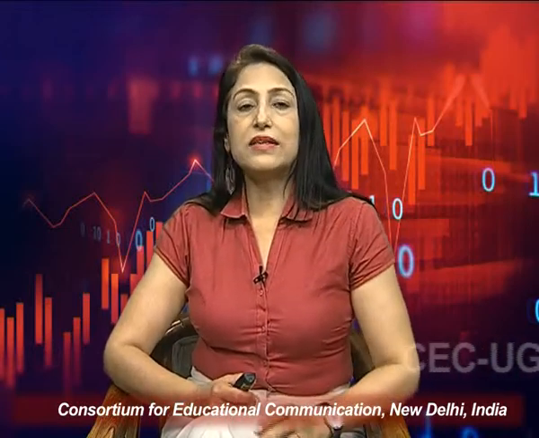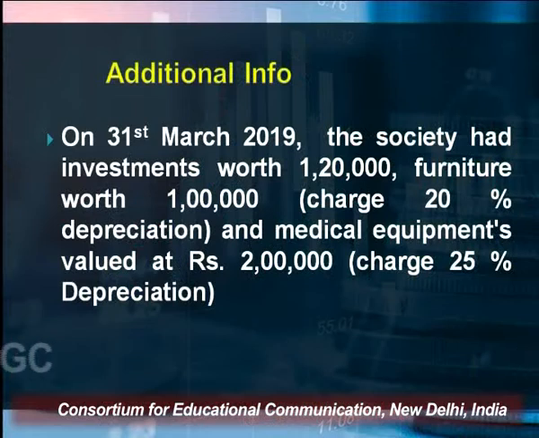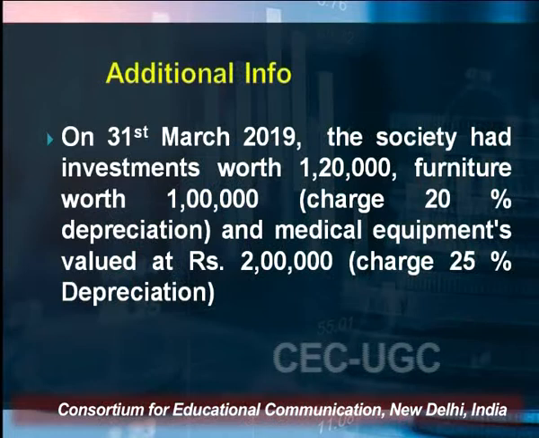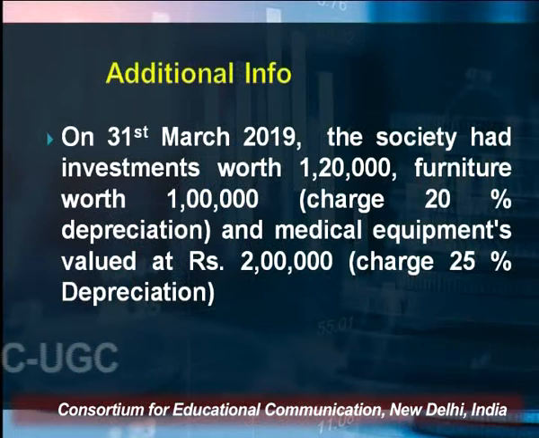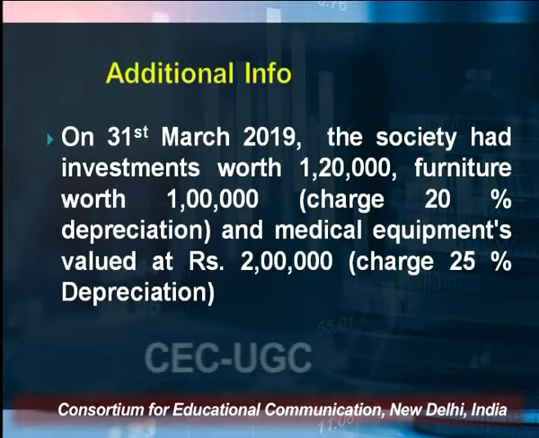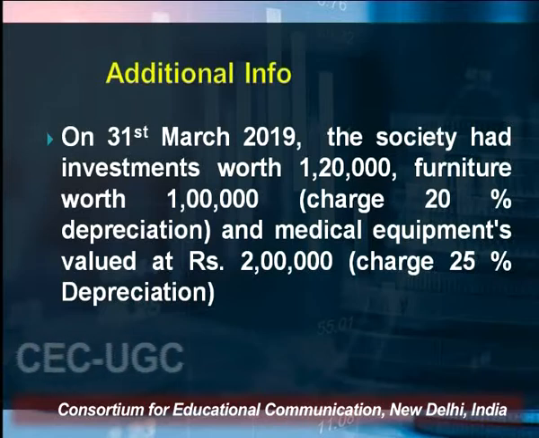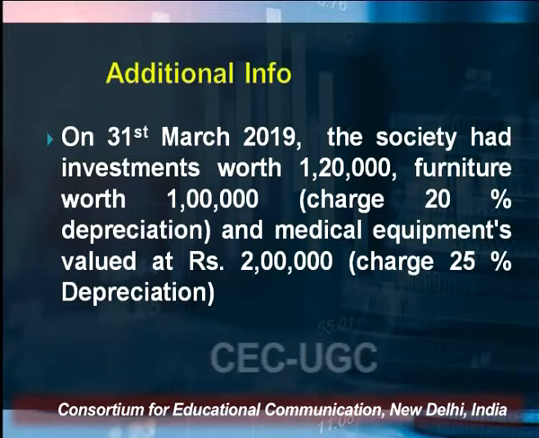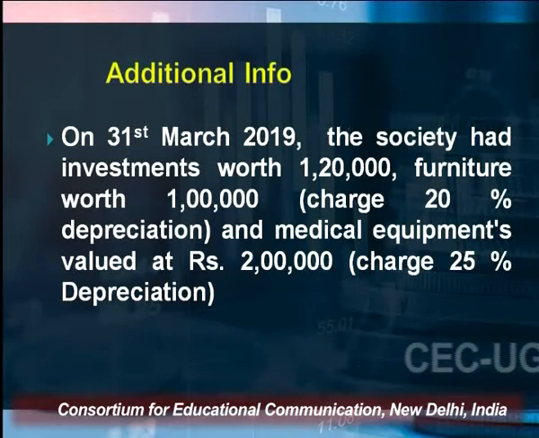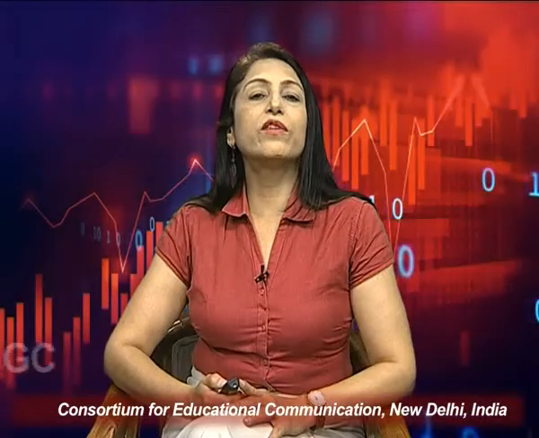The other information says that on 31st March 2019, the society had investments of 1,20,000 and furniture worth 1 lakh, on which we are supposed to charge 20% depreciation, and it also has medical equipments valued at 2 lakhs, which is also subject to depreciation of 25%, right? So this is the whole information given to us, and we are supposed to prepare the income and expenditure account.